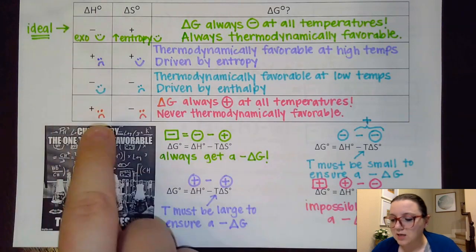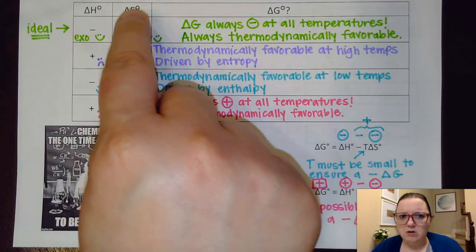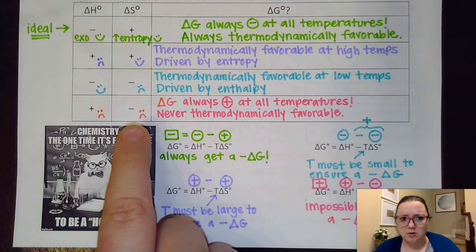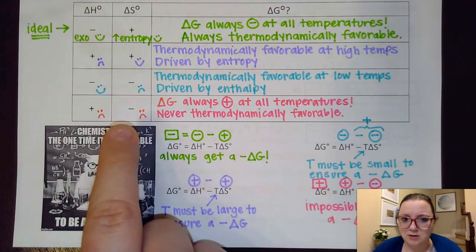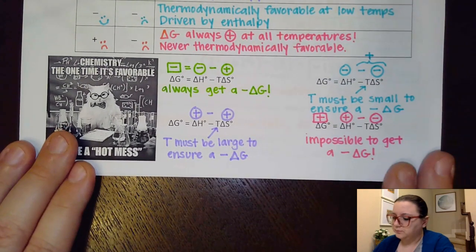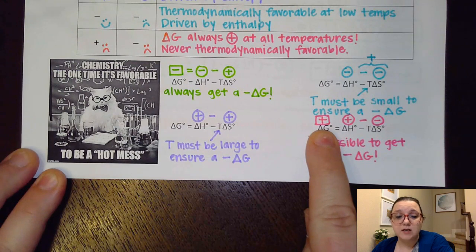Okay. Now we got one more combination. Let's say our delta H is positive. This is endothermic. Well, we know that's not good. And entropy is also negative. We're going to less microstates. We also know that's not good. Let's think about our math for a second. So over here, what would happen is that our delta G would always end up positive.